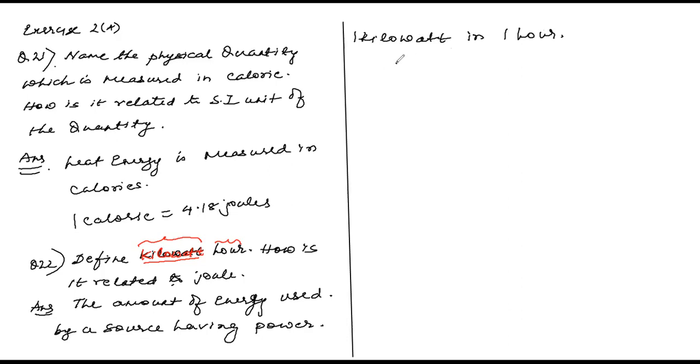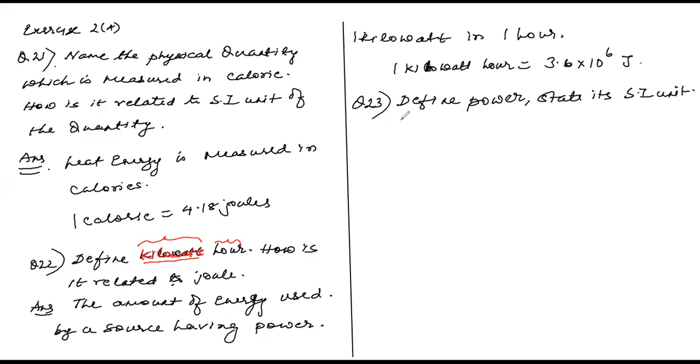So 1 kilowatt hour is equal to 3.6 into 10 raised to 6 joules. Got it? 1 kilowatt hour is equal to 3.6 into 10 raised to 6 joules. Got it, children? So very simple, children. Try to remember.